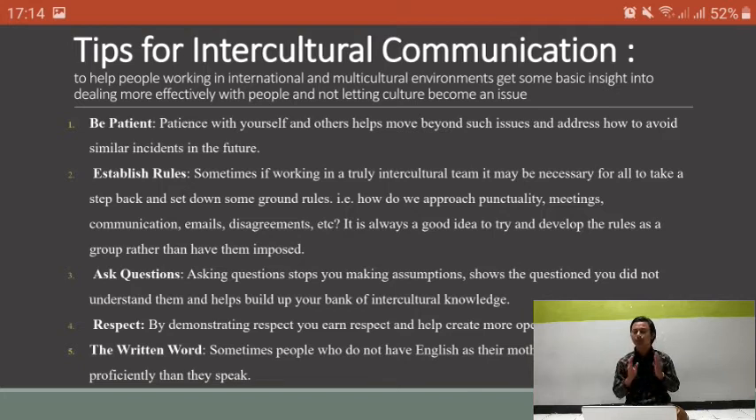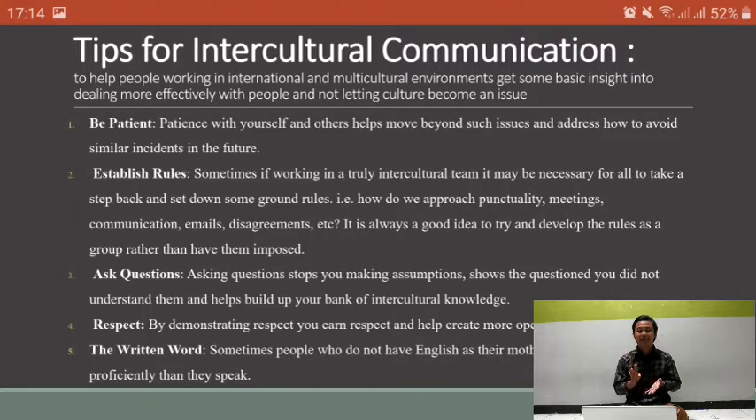Firstly is be patient. Patience with yourself and others helps move beyond such issues and address how to avoid similar incidents in the future. The second is establish rules. Sometimes, if working in a truly intercultural team, it may be necessary for all to take a step back and set down some ground rules. The third is ask questions. Asking questions stops you making assumptions. So ask the question if you did not understand them and help build up your bank of intercultural knowledge.